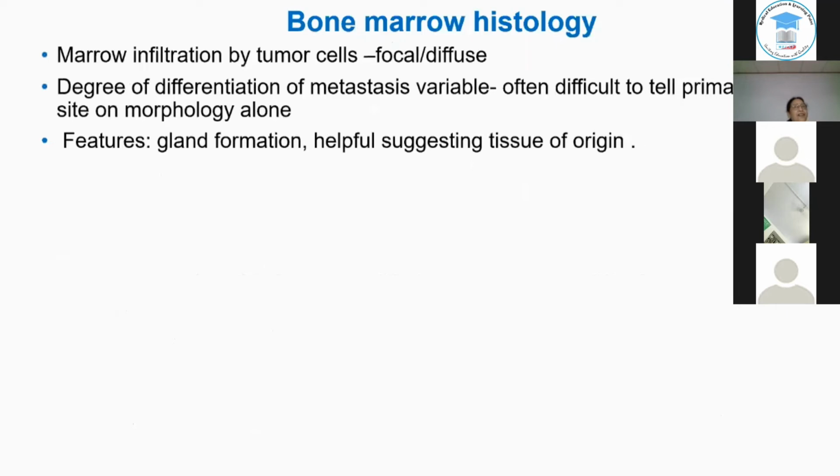The next thing is bone marrow histology. The marrow infiltration by tumor cells may be either focal or diffuse. The degree of differentiation of metastasis is variable, so it is often difficult to tell the primary site on the basis of morphology alone. However, if there are features like gland formation, it may suggest tissue of origin.